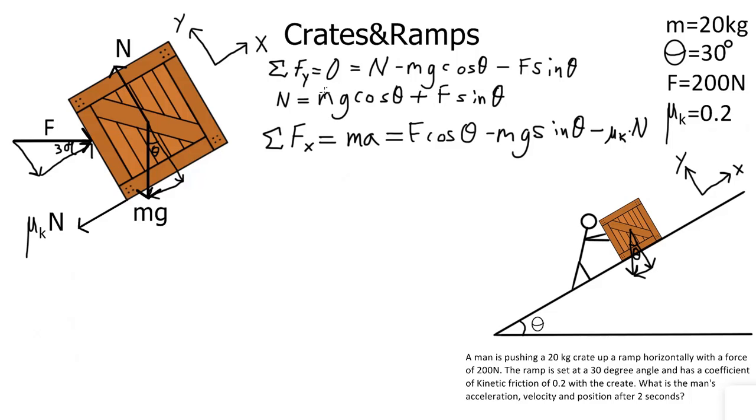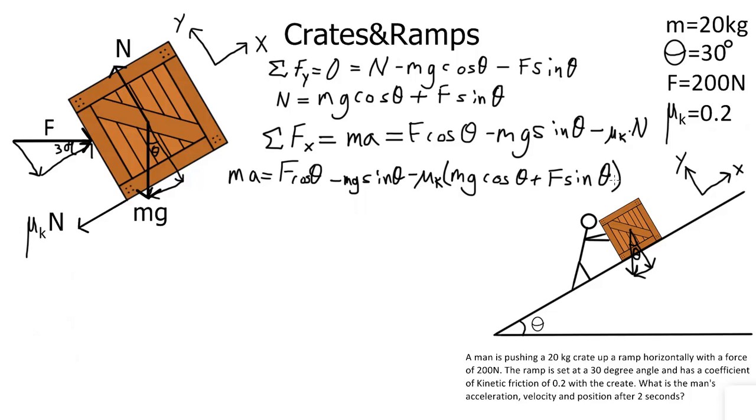So now what we're going to do is we're just going to actually plug this into here. So then we get mass times acceleration equals F cosine theta minus mg sine theta minus mu k, parentheses, plug this all in now, so it's just going to be mg cosine theta plus F sine of theta.